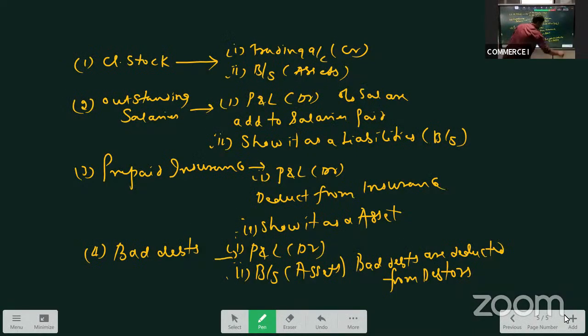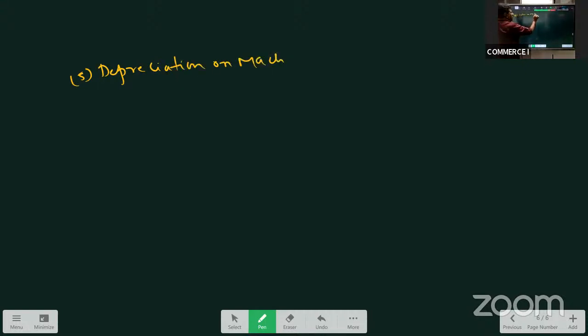Then we have depreciation. Depreciation on fixed assets. Say depreciation on machinery. Depreciation means it is a decrease in the value of an asset. Obviously, if the value of an asset is decreasing, it is a loss to the firm. So it is shown as an operating expense. So what is the effect? Normally, it will be given as a percentage.